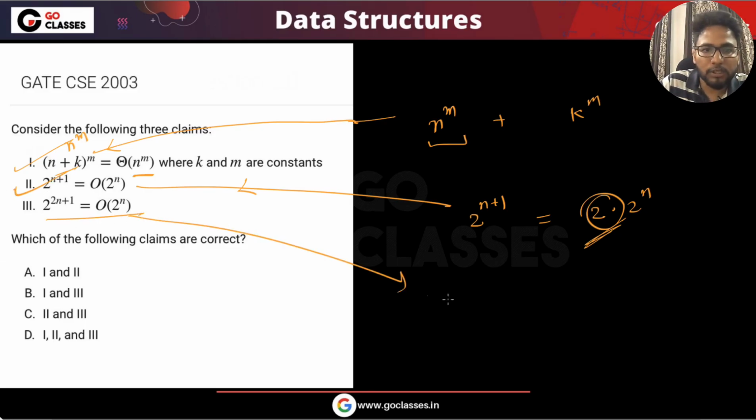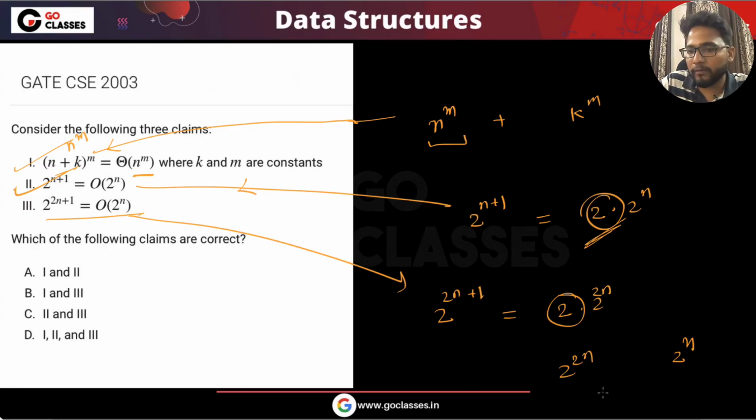What about this? It is 2^(2n+1). Similarly, you can actually ignore this 1, because you can write it as 2^(2n) and this 2 is a constant. So now it is 2^(2n) and the other term is 2^n. Which one is greater? You can divide by 2^n on both sides, then this will be 2^n and this will be just 1. So this is strictly greater. That is why you cannot write big O here.